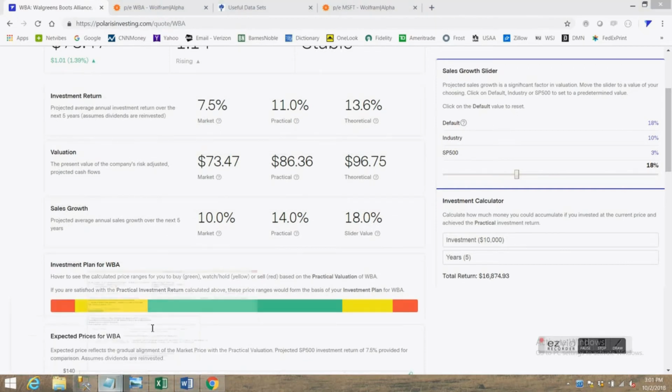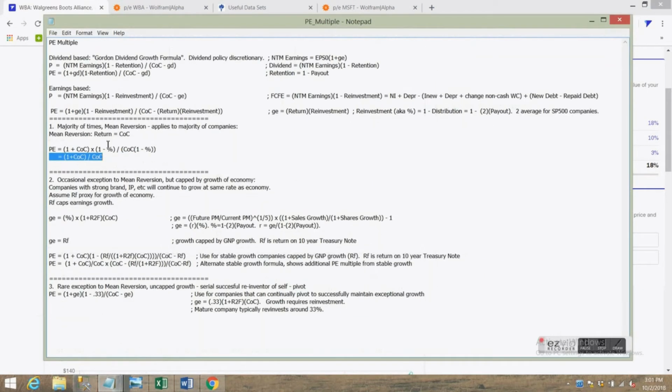All right, so what I want to talk about next is go into more lead-in into this formula that is related to the PE multiple. Well, most people have heard about the Gordon dividend growth model. You can find that in many introductory textbooks, and a lot of it is available on the internet. This has been around since the 1930s, 1940s, so it's not new.